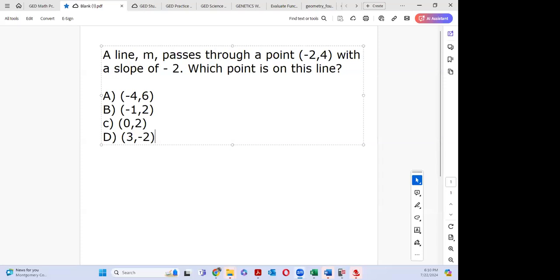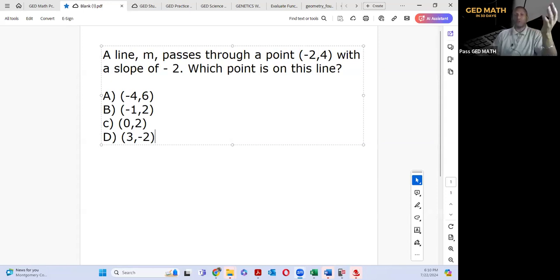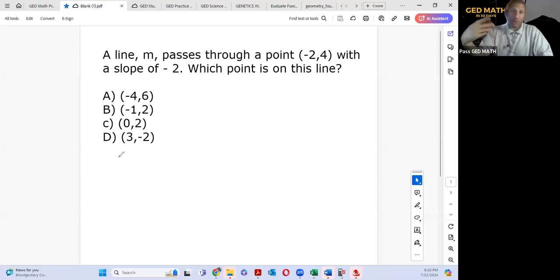Remember, any point on that line should satisfy that equation. So the first thing you have to do is find the equation of the line. They give you two important things: the slope, and a point that the line passes through. The easiest way is the point slope formula on your GED formula sheet: y minus y1 equals m times x minus x1. You can do it that way.